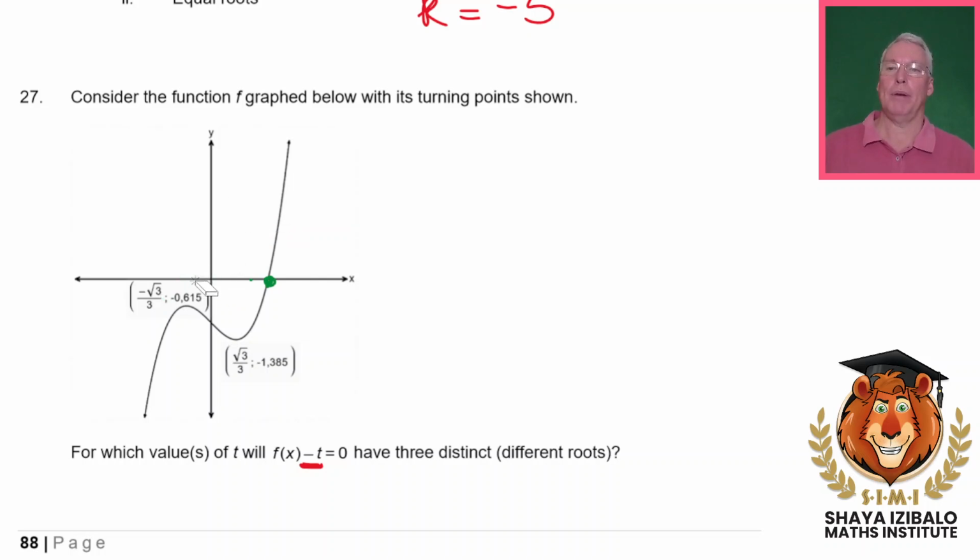Right, so let's think about how much we could pick it up. We would need to pick it up by more than 0.615. Okay, but because this is a minus, we actually need negative 0.615. All right, so negative 0.615. We need to pick it up. We need t to be bigger than negative 0.615.